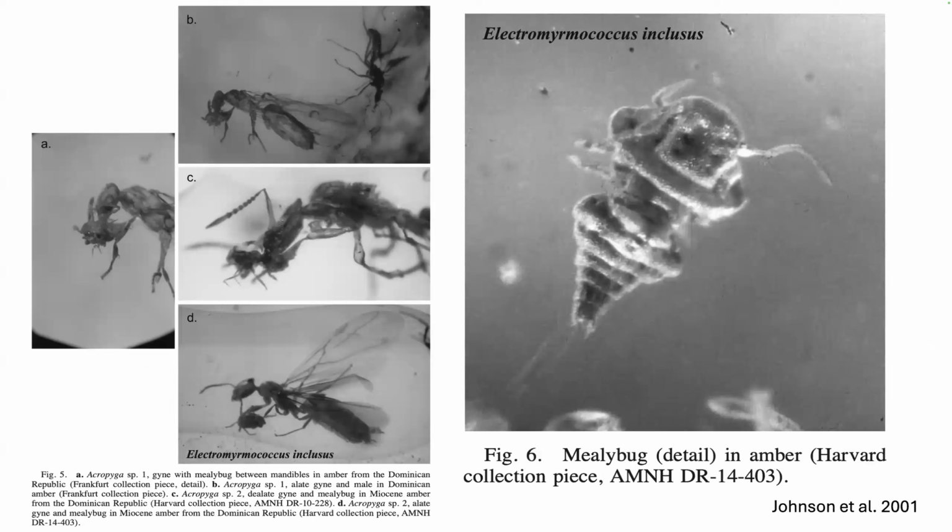And this is the first paper that mentioned discovering that phenomenon in amber. So not very old amber, 20 million-ish Dominican amber. And these are the images in that paper. And I've mentioned this mealybug here, Electromyrmecoccus inclusus, because that's what I'm going to show you shortly. And so my example is just the second example of this, so it's really quite rare. So how rare?